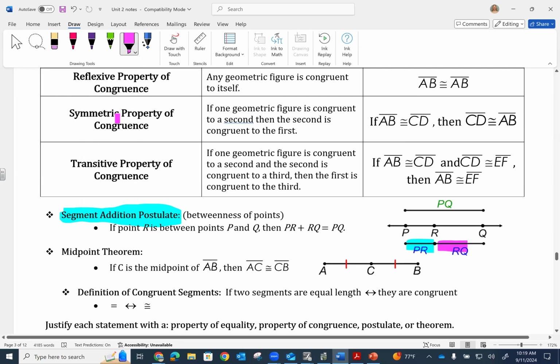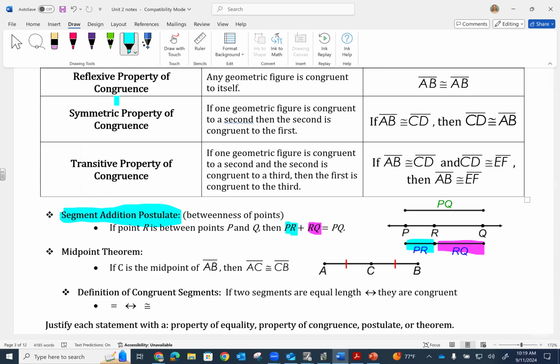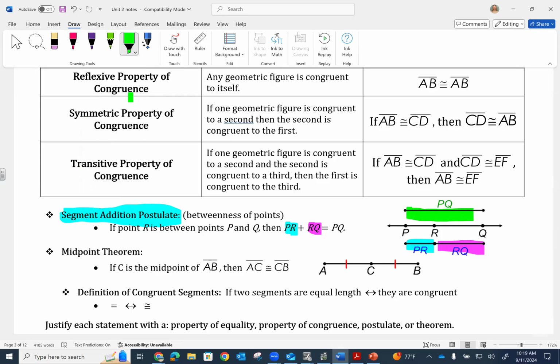So you could talk about the length of this plus the length of this. And how do you know we speak of the length? Well, if it doesn't have a segment over it, that means the length between those two points. If you want to prove that two segments are congruent, a lot of the time we're going to be adding up two segments to equal the entire segment. For the entire segment PQ, if you write PQ without a line over it, you mean the distance from P to Q.